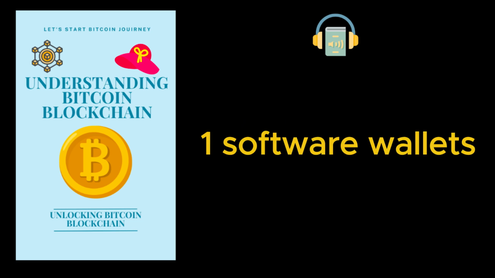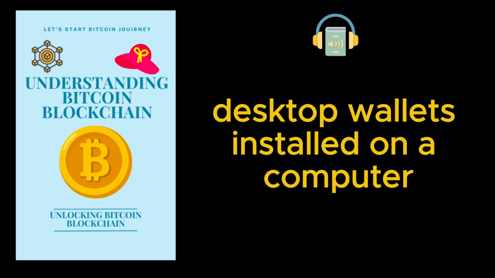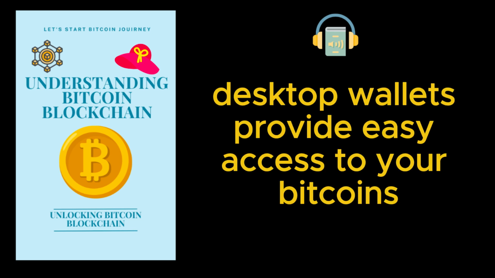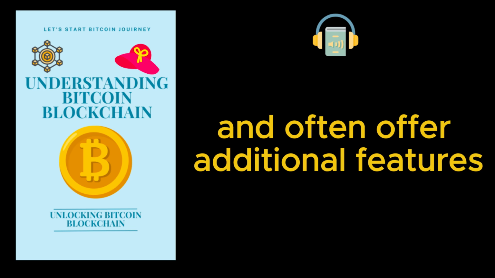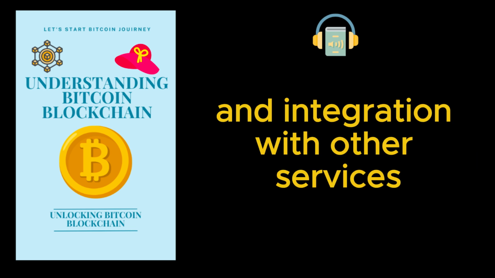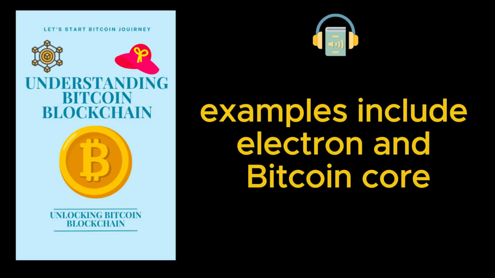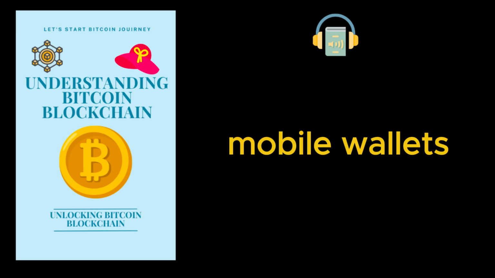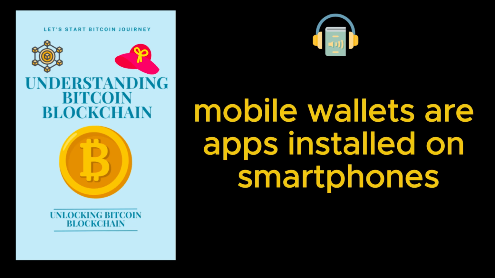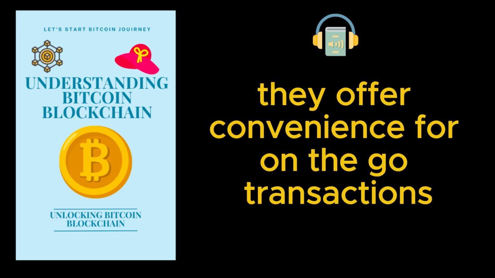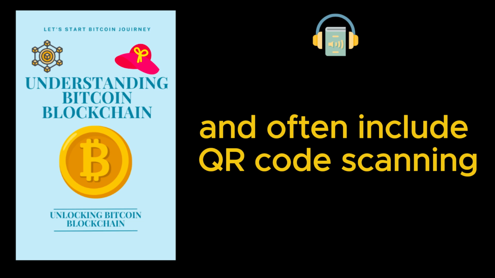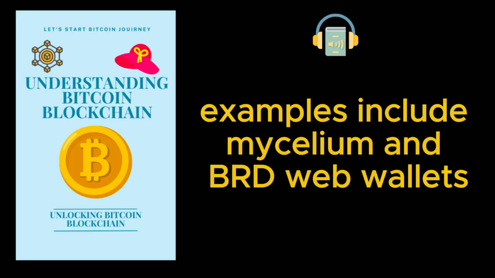1. Software wallets. Desktop wallets, installed on a computer. Desktop wallets provide easy access to your Bitcoins and often offer additional features such as transaction history and integration with other services. Examples include Electrum and Bitcoin Core. Mobile wallets. Mobile wallets are apps installed on smartphones. They offer convenience for on-the-go transactions and often include QR code scanning for quick payments. Examples include Mycelium and BRD.